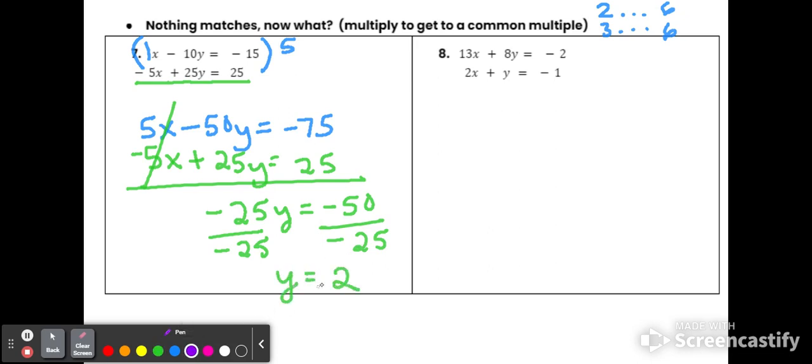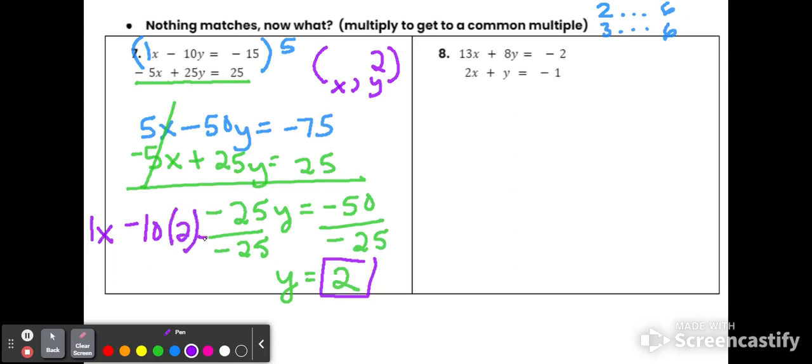Now again, I should then substitute this value back in. I know that part of my answer, the y value, is going to be 2. I need to find the x value. So I can choose either of my original equations and sub in the 2. So 1x minus 10, we're going to sub in the y of 2, equals -15. Sorry, I'm overlapping here. 1x minus 20 equals -15. Plus 20 to start solving for that x, and x equals positive 5. So we have our final answer.